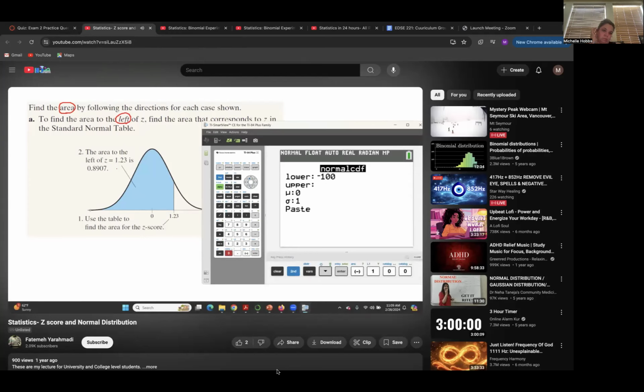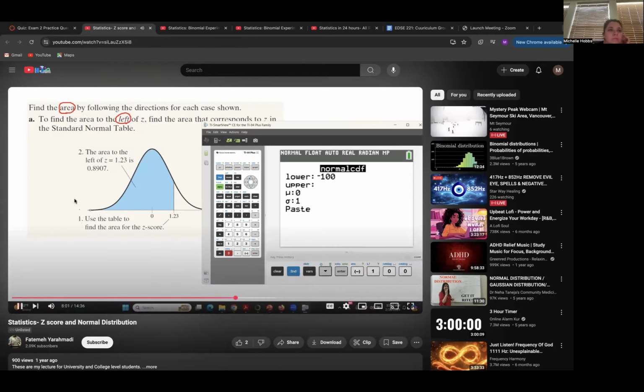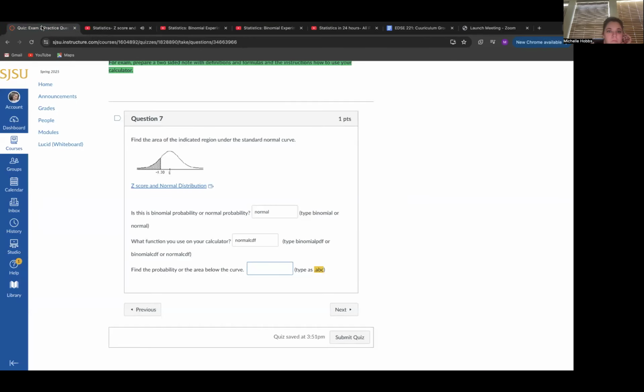Again, the question says, find the area to the left side of Z. Z is given to you as 1.23. Any number less than 1.23 is going to be on the left-hand side. If you go further to the left, it's going to be a small negative number. For simplicity, you can use -10, -100, -1,000. No one's stopping you. As long as you're using a negative sign, you are fine.